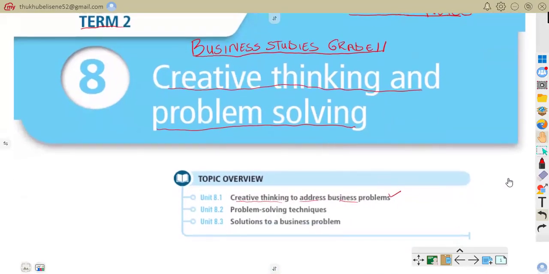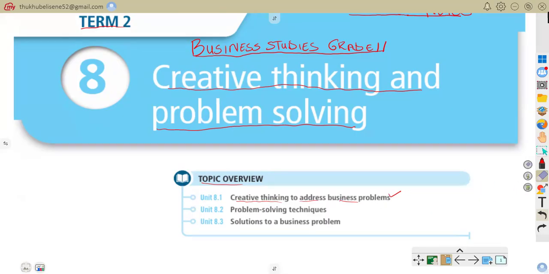The topics that we are going to look at, the topic overview: creative thinking to address business problems, problem solving techniques, and solutions to business problems. But in this presentation, we are first going to start with creative thinking to address business problems. And the next presentation will be problem solving techniques and then solutions to business problems.